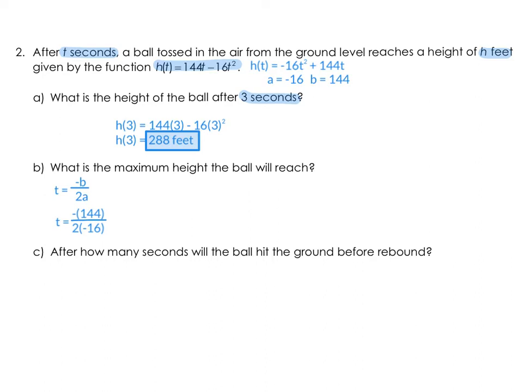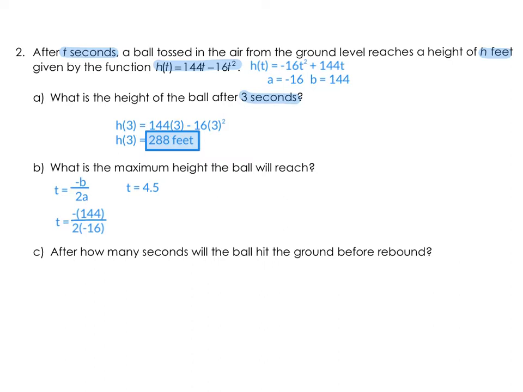Remember, depending on your calculator, you can either put this in as a fraction, or you might need to clean up the top, clean up the bottom. Either way, you should get the same t value of 4.5. So now that just tells me when the maximum height happens. It's not the maximum height.